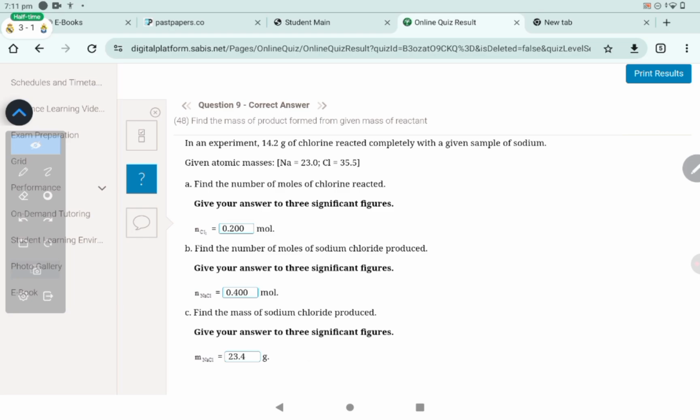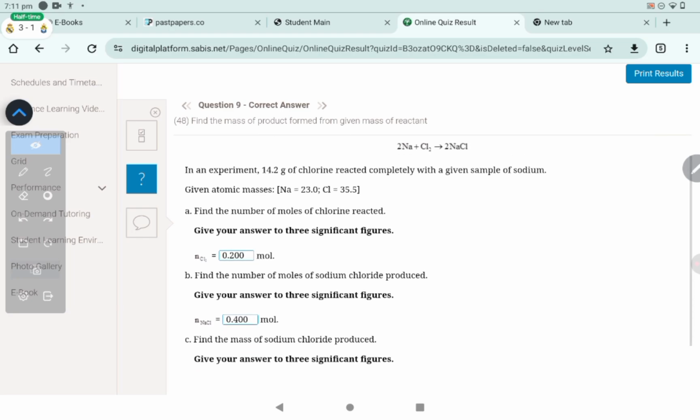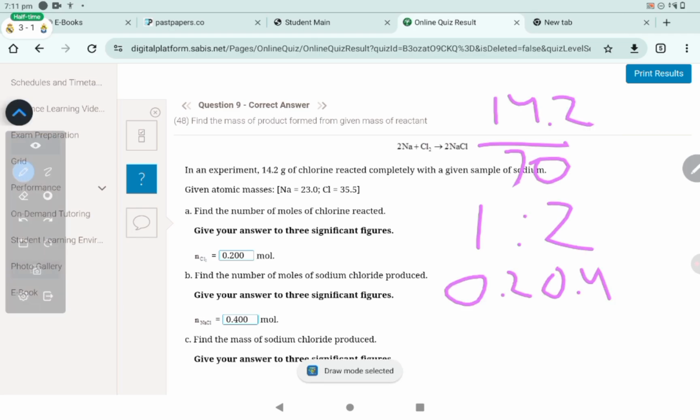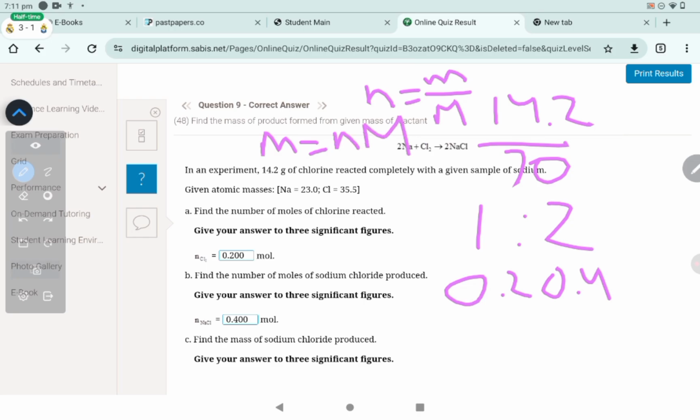Find the mass of sodium chloride produced. Mass of sodium chloride, we know that n is equal to m over M. Since n is equal to m over M, we know that mass is equal to n times M. So we have sodium chloride 0.4 moles multiplied by the molar mass, which is Na plus Cl. So 23 plus 35.5 multiplied by 0.4 gives us 23.4.